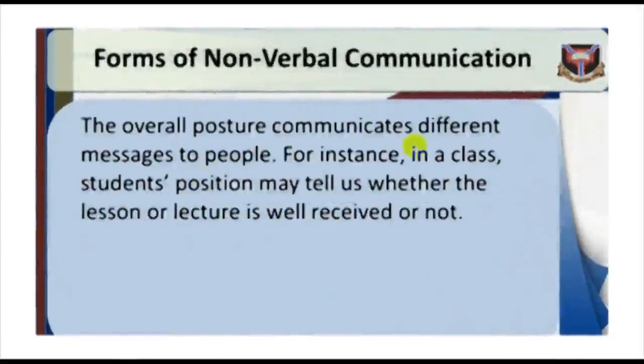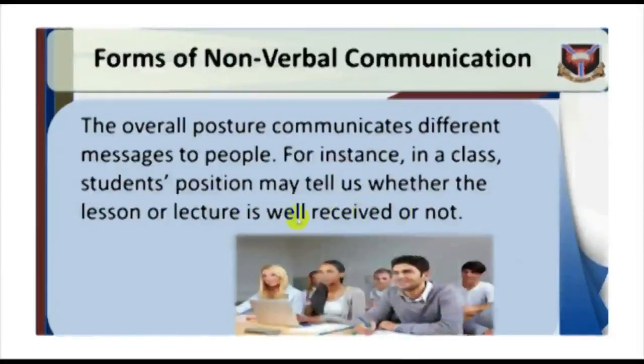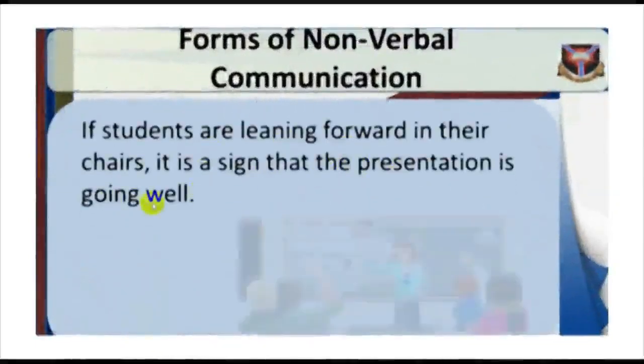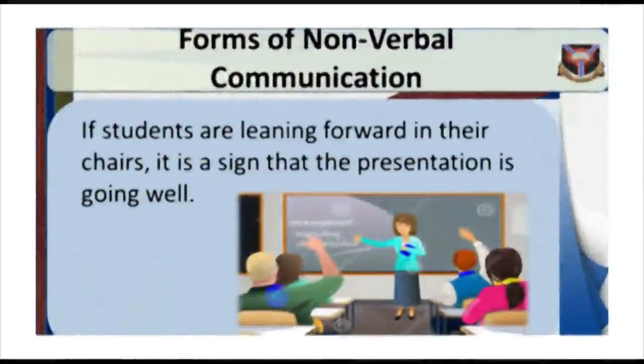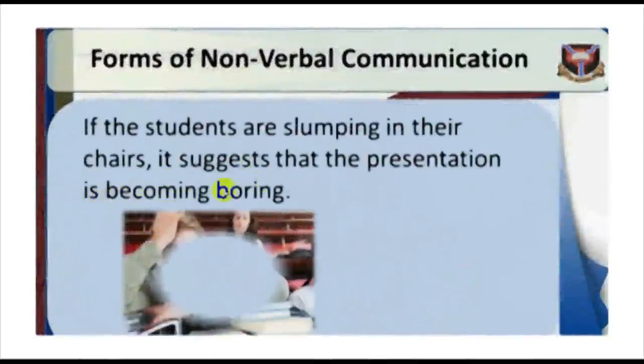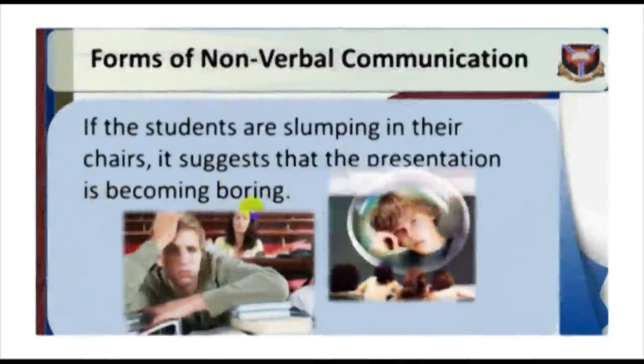The overall posture communicates different messages to people. For instance, in a class, students' position may tell us whether the lesson or lecture is well received or not. If students are leaning forward in their chairs, it is a sign that the presentation is going well. If the students are slumping in their chairs, it suggests that the presentation is becoming boring.